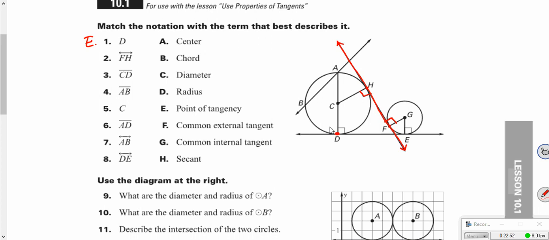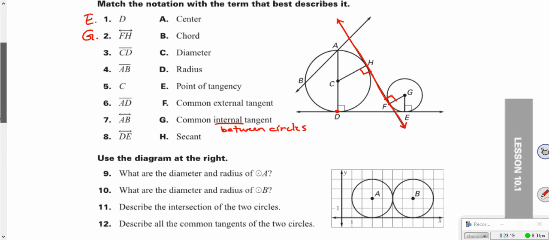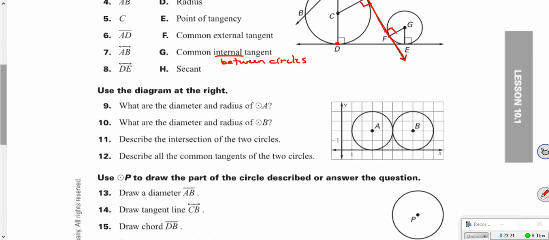Now, why would we call it an internal versus an external? Because it went down through the middle, if you will, or between the two circles. So this would be a G. Okay, common internal tangent. So again, what that means is between the circles. All right, so that's all you have to do on that part. The next part, use the diagram at the right. What are the diameter and radius of circle A, diameter and radius of circle B? I think you can do that.